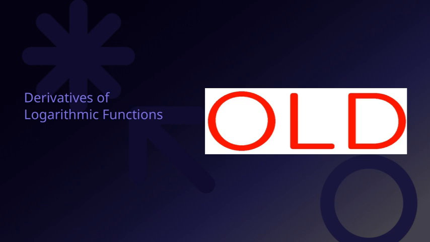Additionally, the derivative of log base a of x involves the natural logarithm of a, and it turns out to be 1 divided by x times ln a. This highlights how changing the base affects the derivative, and it's crucial when working with different logarithmic scales.